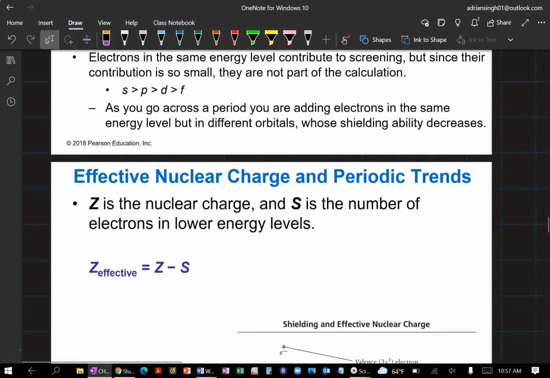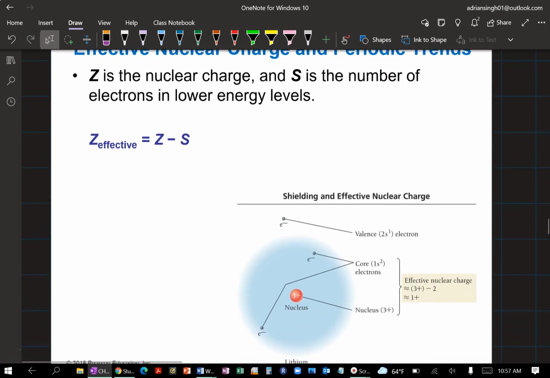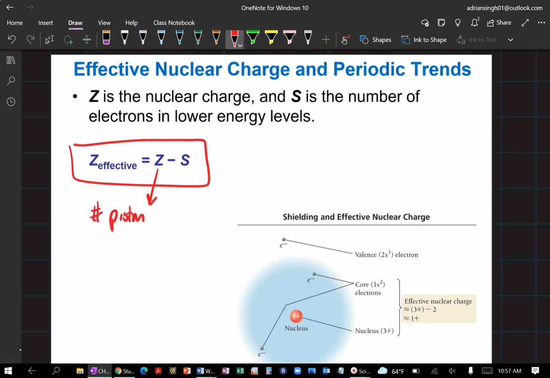So we talked about what effective nuclear charge is. We described it. But can we put a number to it? Well, we actually can. We can approximate what the effective nuclear charge is according to this equation. So the effective nuclear charge is equal to Z, which is the number of protons, minus S, and you can think of S as the number of core electrons.